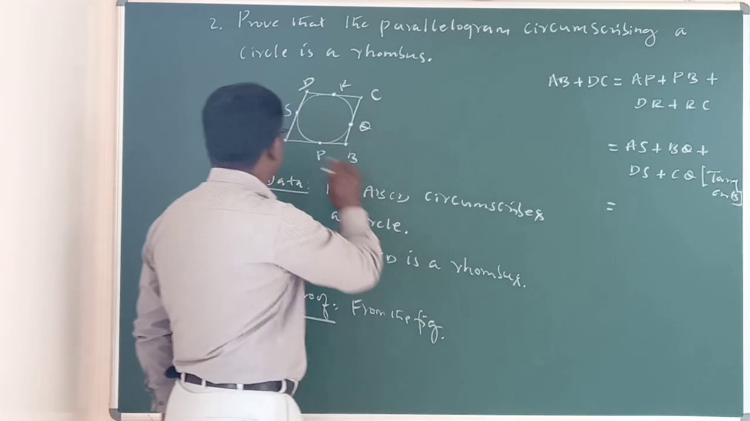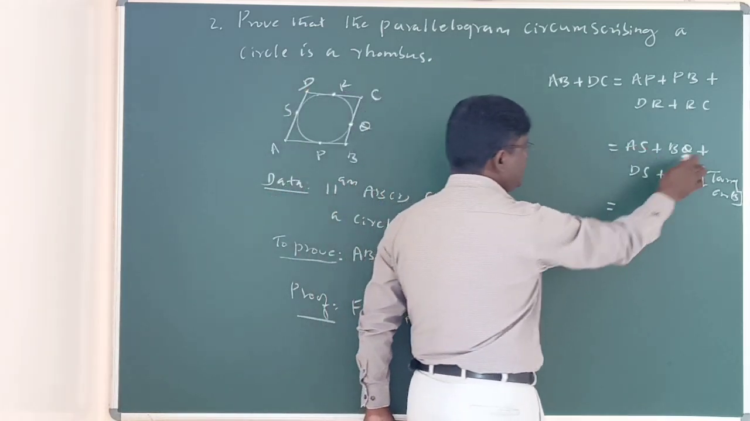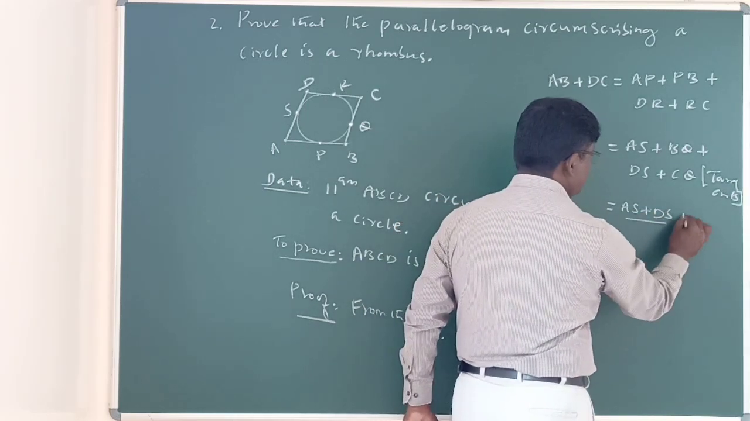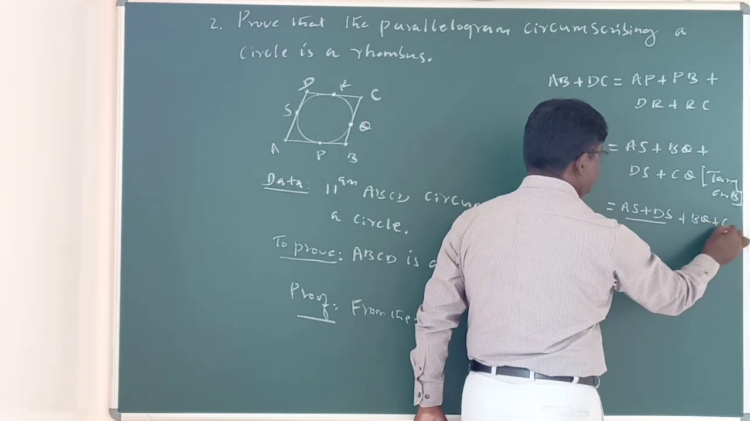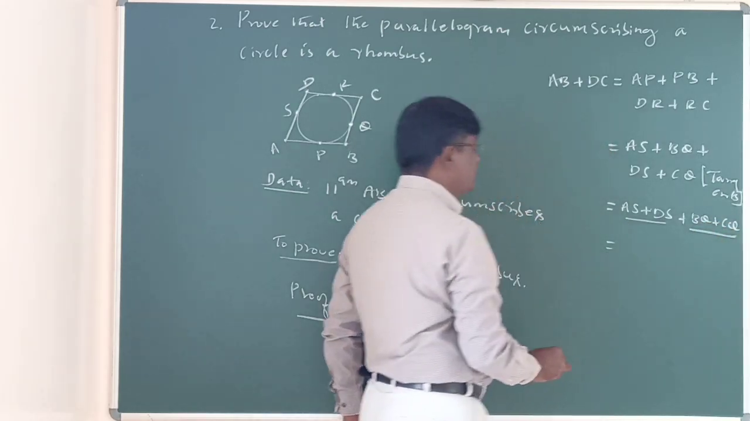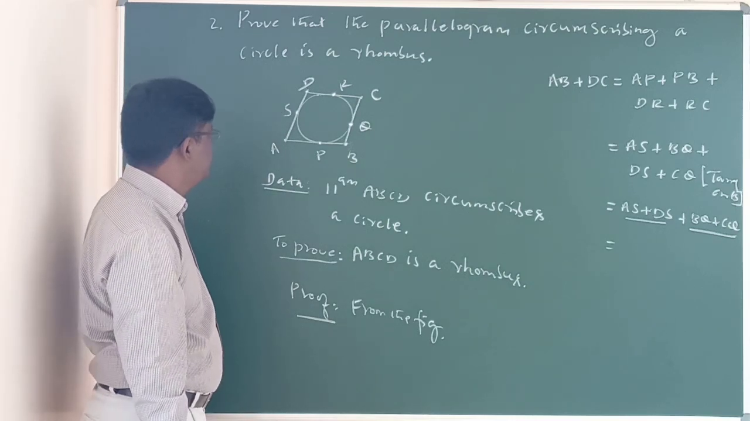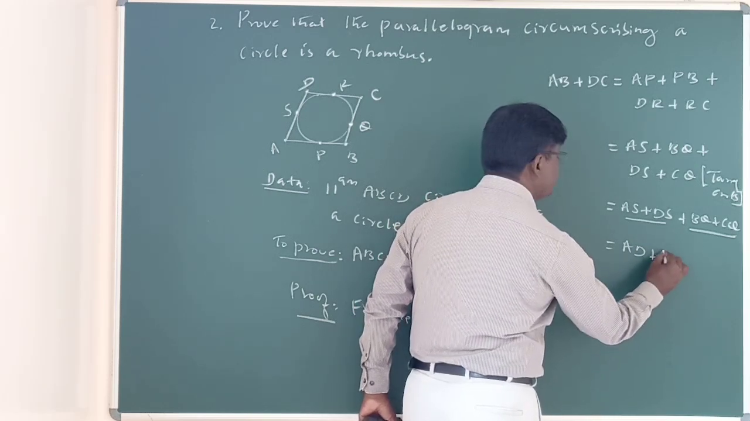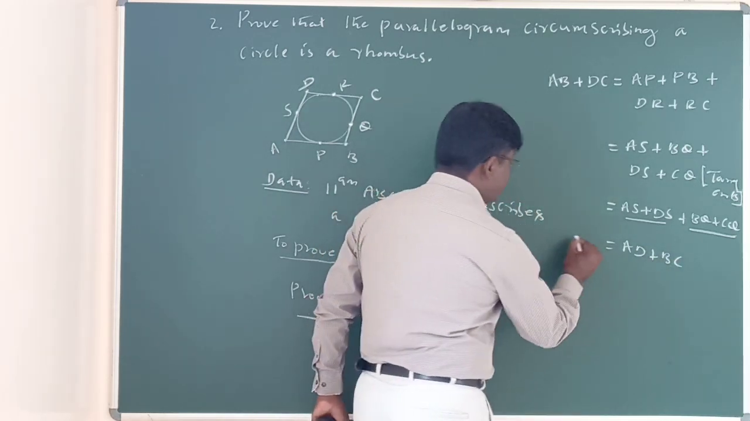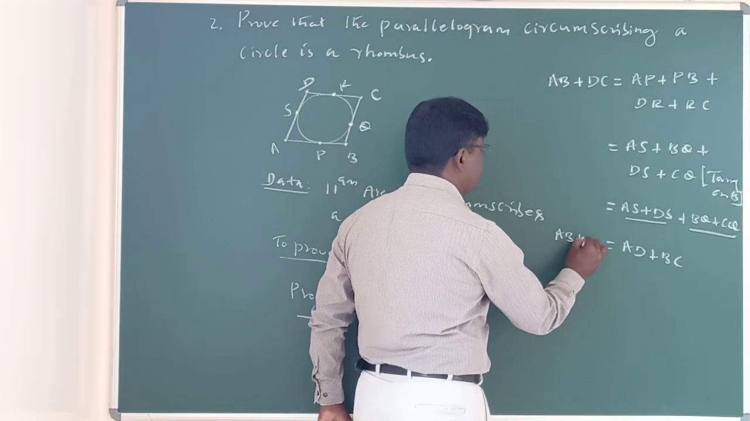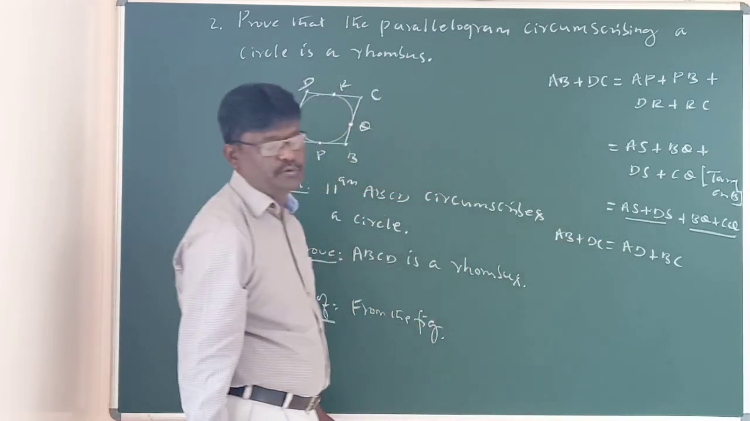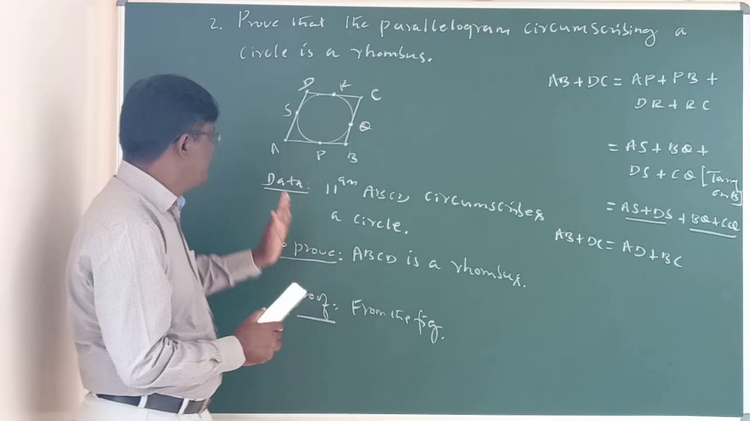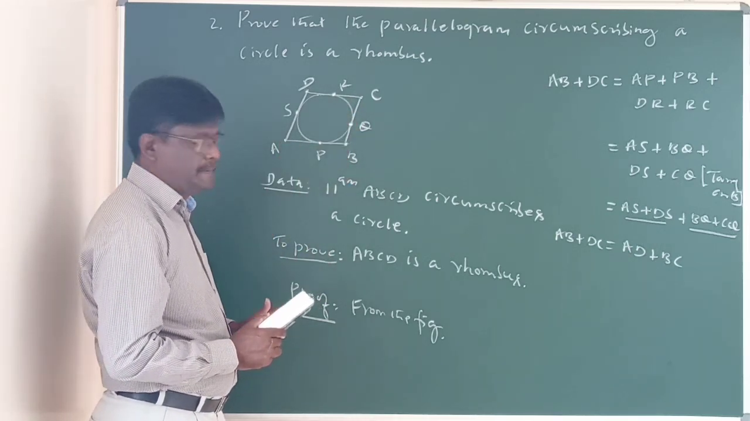This is equal to AS plus DS plus BQ plus CQ. AS plus DS is nothing but AD, and BQ plus CQ is BC. Therefore AB plus DC equals AD plus BC, just like the previous one, children. But next we have to proceed. What's our aim? We have to prove AB equal to BC.